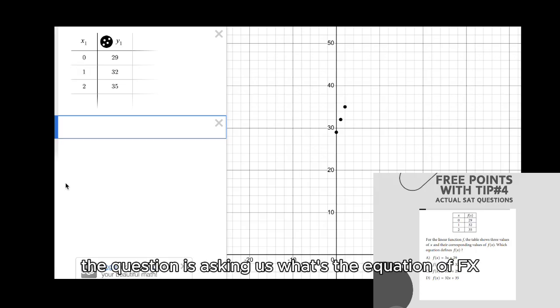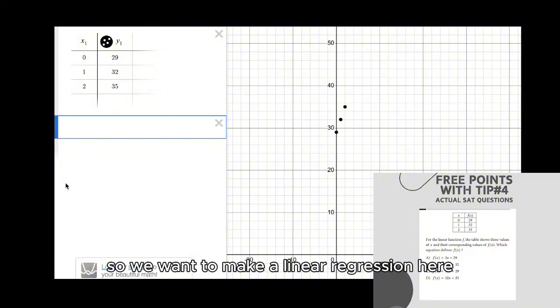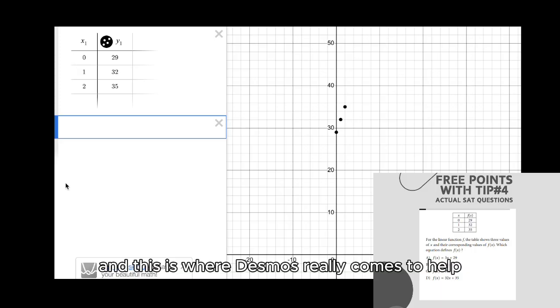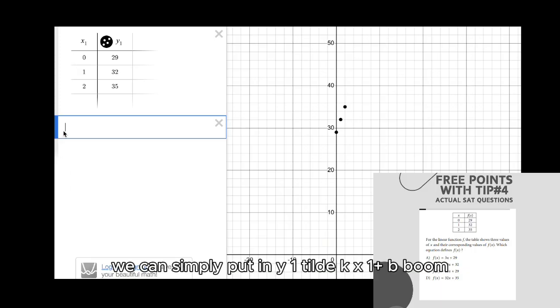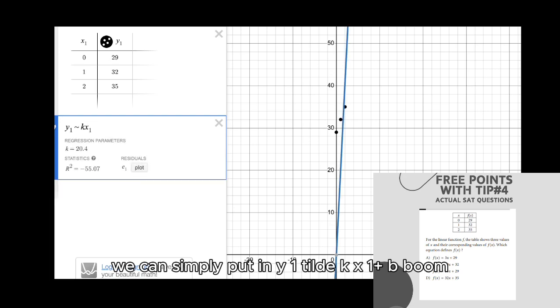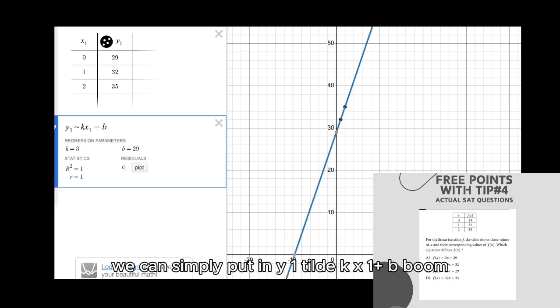The question is asking us what's the equation of f(x). So we want to make a linear regression here, and this is where DESMOS really comes in handy. We can simply put in y1 tilde k x1 plus b. Boom! It tells us the slope is 3 and the intercept is 29. And we should choose the correct answer, A.